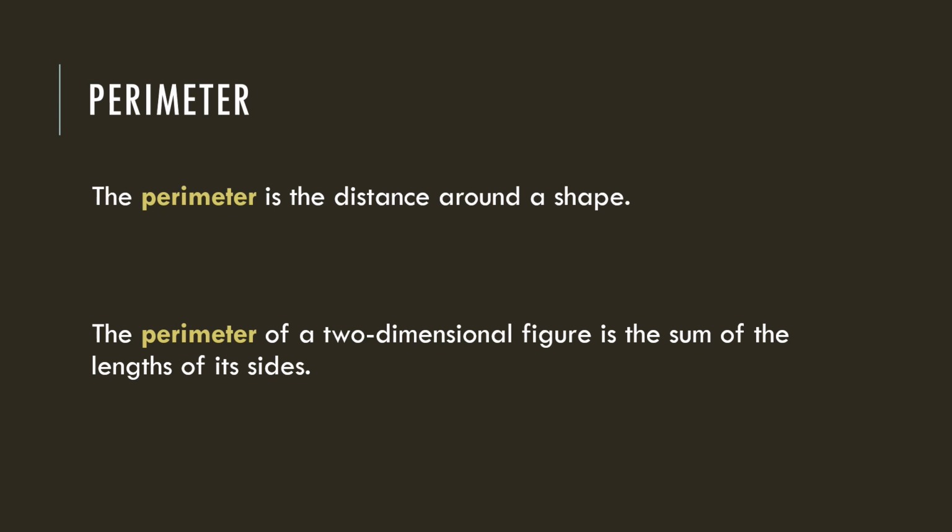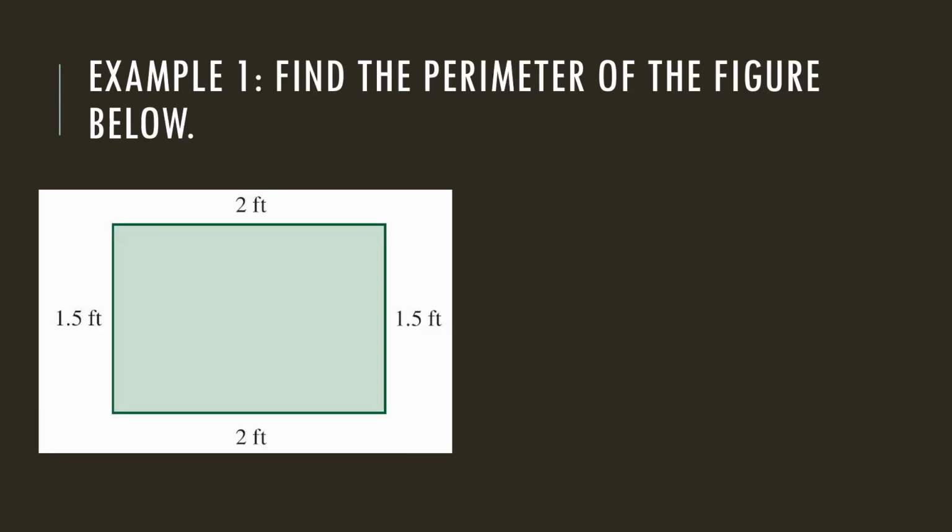One of the common topics that people talk about whenever you refer to two-dimensional figures is the perimeter. The perimeter is the distance around a shape. So the perimeter of a two-dimensional figure, it's really easy to find. You just add up the lengths of all of the sides. So let's look at a really easy example to start off with.